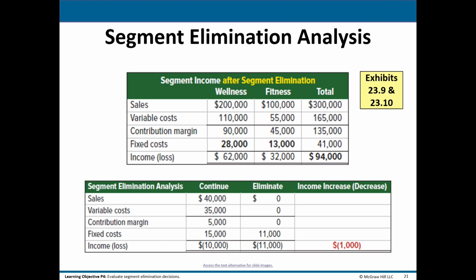So the income increase or decrease column shows that $1,000 decrease in income if the segment is eliminated. This indicates that the segment should not be eliminated and is the same result from comparing Exhibit 23.8 to 23.9. So no matter which way you look at it, we're still coming to the same result. The decision rule here is that a segment should be eliminated if income increases from elimination. It should continue if income decreases from elimination.